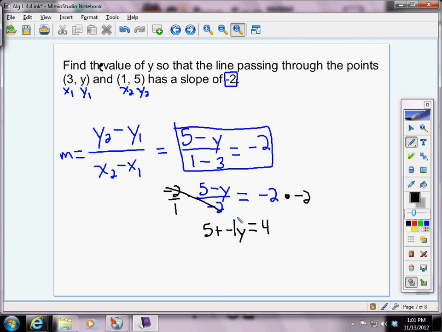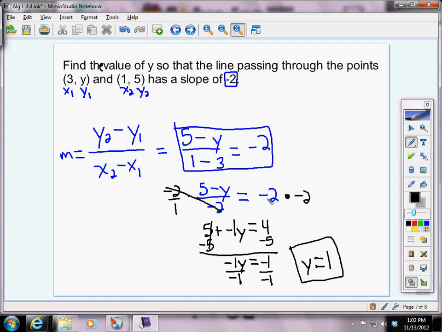Solving the equation, I'm solving for -1y, so let's get rid of the 5. I do that by subtracting 5 from each side. These cancel, I'm left with -1y equals -1. Now if I divide both sides by -1, I get y equals 1. So the value of y that we can put in here to make it have a slope of -2 is 1. Okay? So for this problem, just use the slope formula, okay? Use your knowledge of solving equations, and you'll be able to find the missing value.